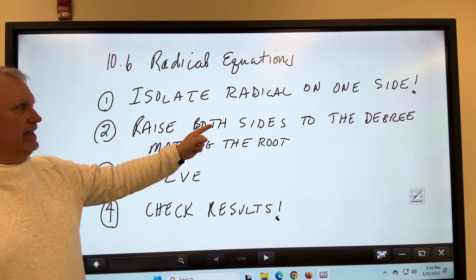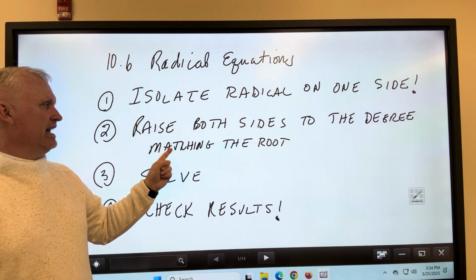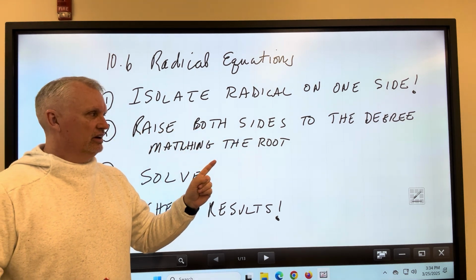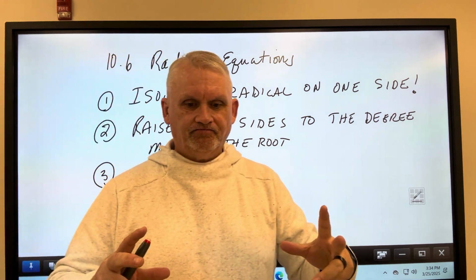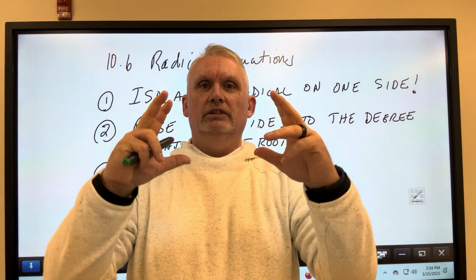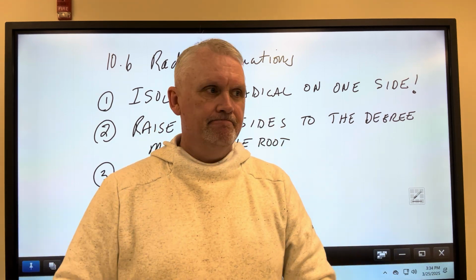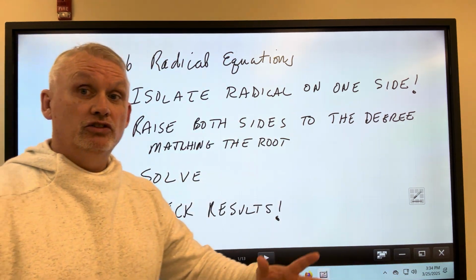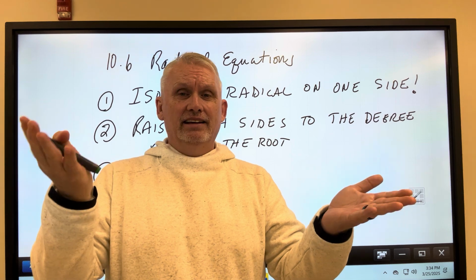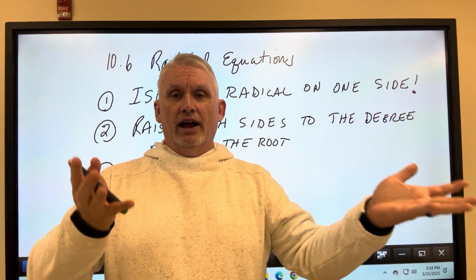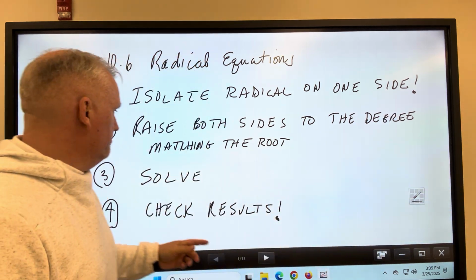Two, you're gonna raise both sides to the degree that's matching the root of the radical. So if it's a square root, you square it. If it's a cube root, you cube it, okay? But you have to do it to both sides. It's still that idea, if I'm solving for x, I gotta keep things balanced, okay?